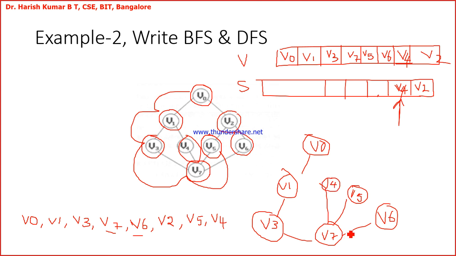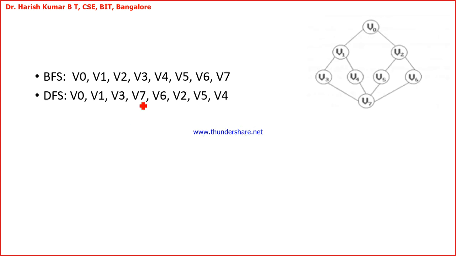So from V4 we backtrack to V7, then go to V6, and then visit V2, something like this. So this is also correct, and this is also correct, and I have written here the DFS. This one is also correct.